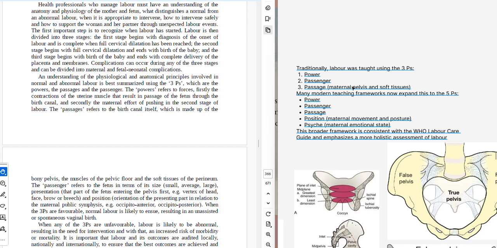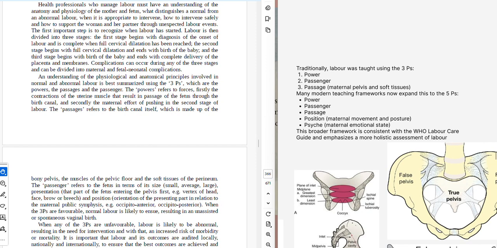But many modern teaching frameworks now expand this to five P's, where we have the power, passenger, passage, position, which is the maternal movement and posture, and the psyche, which is basically the maternal emotional state. So all these five provide a broader framework, and it's consistent with the WHO Labor Care Guide. They emphasize a more holistic assessment of labor. So that's something I wanted to touch on.